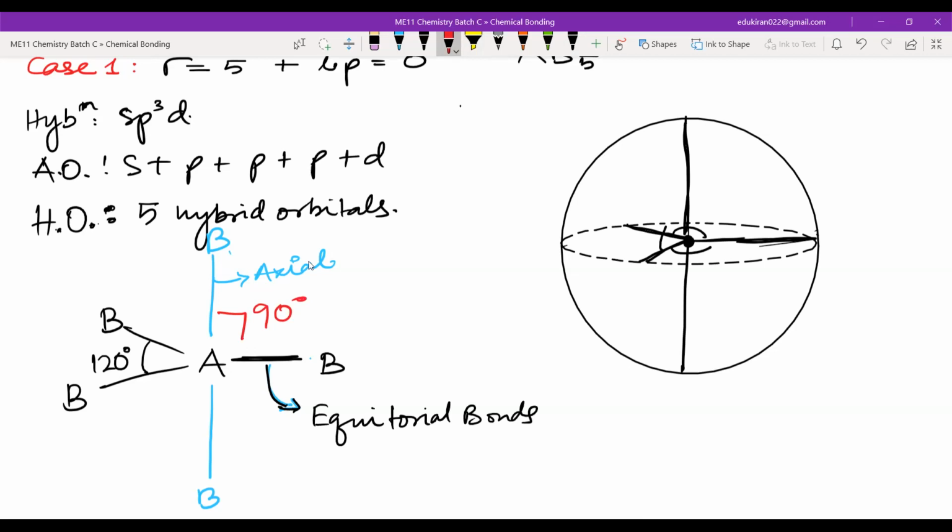Note here the axial bond length is greater than equatorial. Okay, it is greater than equatorial. Please write this down. Let me know if you're done. Done, all of you?